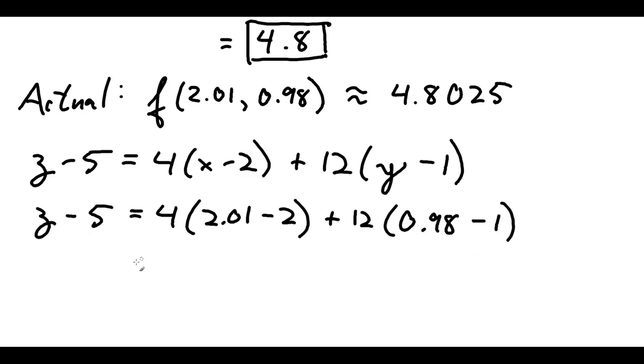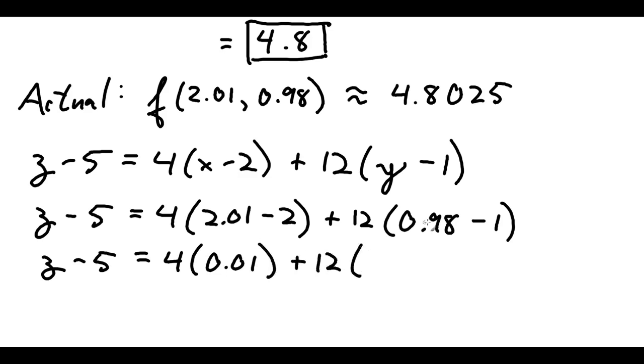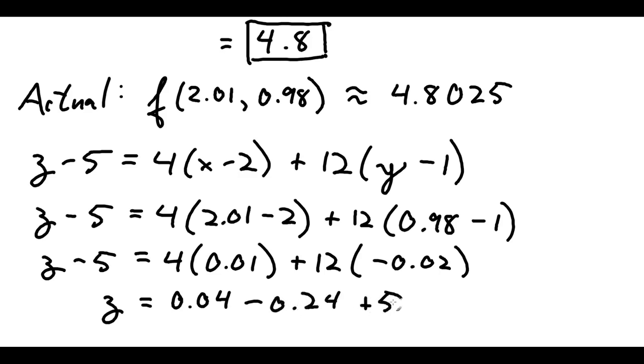Let's start simplifying and also solving for z. Well, let's not isolate z just yet. Let's leave this as z minus 5 in this step. Simplifying what's in the parentheses, 2.01 minus 2 is just 0.01. 0.98 minus 1 is, of course, negative 0.02. So now we have z is equal to, these are much easier to multiply, right? 0.04 minus 0.24 plus 5, the 5 coming from the minus 5 on the left.